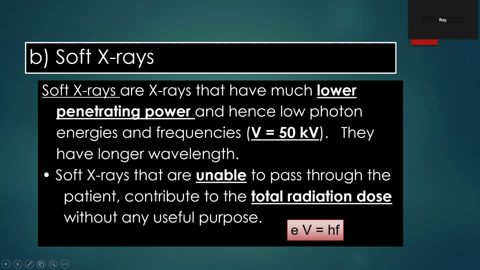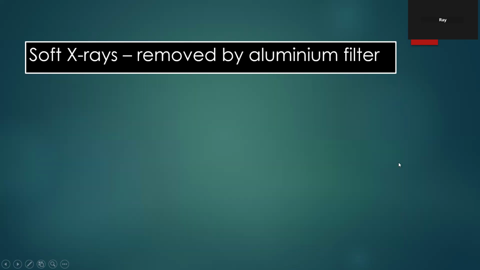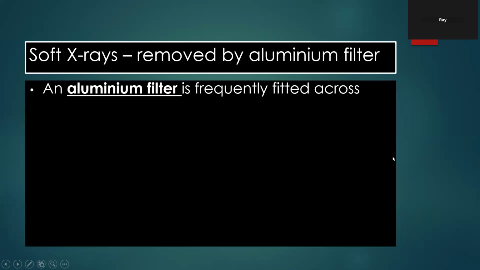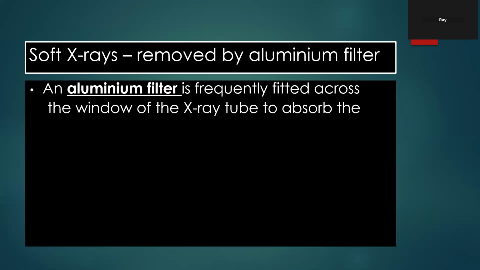Usually soft X-rays, we filter them off. They have no useful purpose other than contributing to the total dose. Unnecessary. So soft X-rays are removed by an aluminum filter. An aluminum filter is frequently fitted across the window of the X-ray tube to absorb the soft X-ray photons.